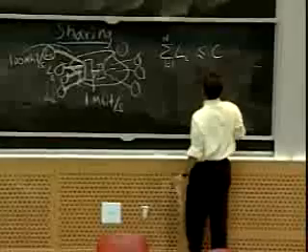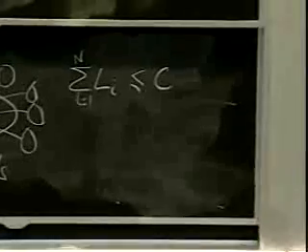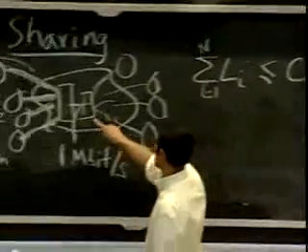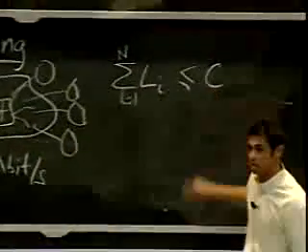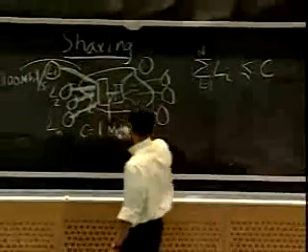So what we would like to be able to do is ensure at all points in time that the sum of the load that's being offered by all senders that share any given link is less than the capacity of that link. And so C here, in this picture, this would be C.